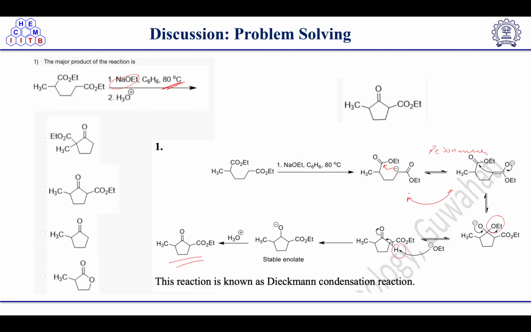We have already discussed, but this is a major product. You can make a minor product as well. Okay, how can you make a minor product? Abstract the proton from here, it will attack on this one, and what will form? How will the mechanism go for the minor product? 1, 2, 3, 4, 5. Correct? 5.